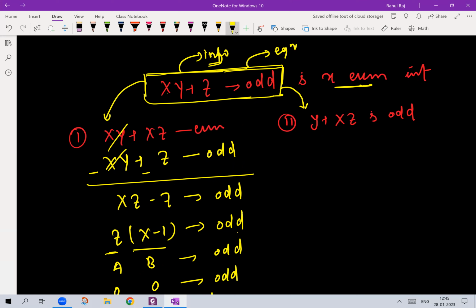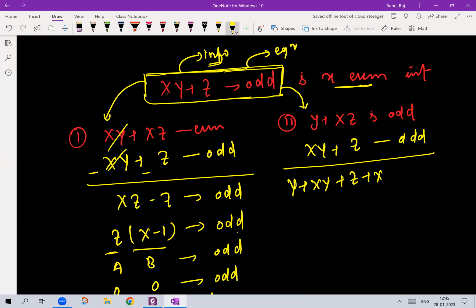Now, same thing with the second statement. xy plus z is odd. What is given to me in the second statement? y plus xz is odd. Now, if I subtract, I see nothing is being cut out. Even if you add, I personally love to add. So I can say y plus xy plus z plus xz.